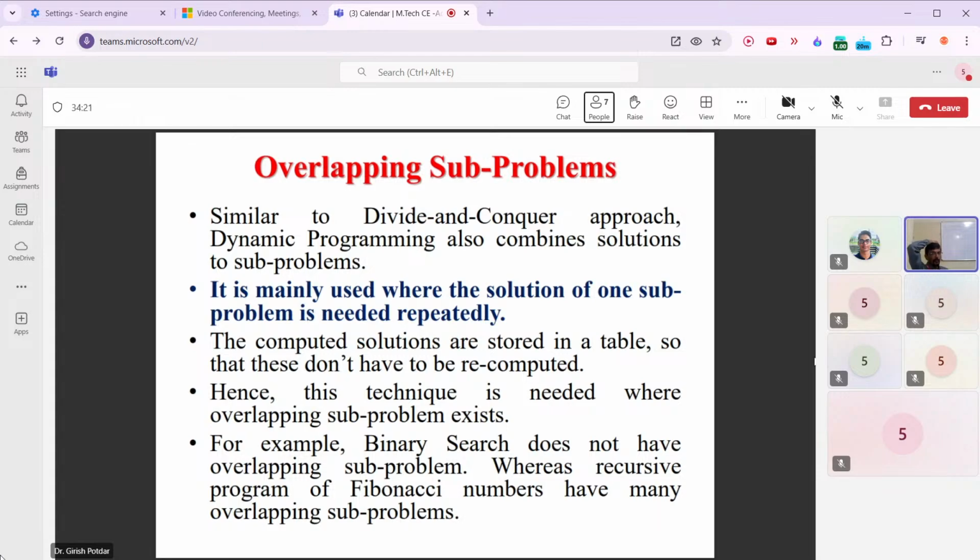So some points on overlapping subproblems. The common thing in both dynamic programming and divide and conquer is that divide and conquer also combines the solutions of subproblems. So does dynamic programming. And it is mainly used where the solution of one subproblem is needed repeatedly. Because of that, you need not recompute that particular substructure over and over again.